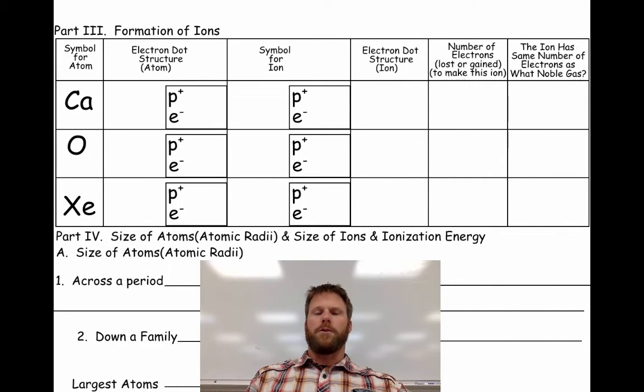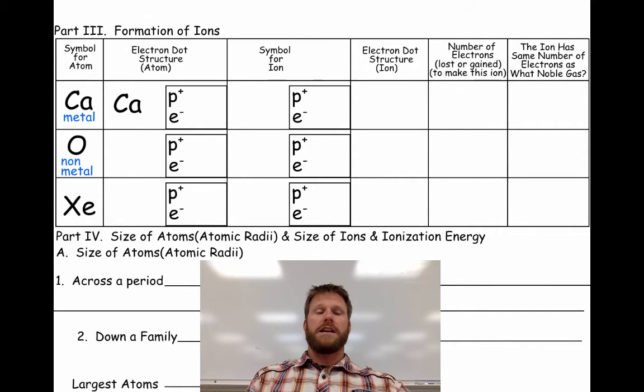Let's fill in this table here about the formation of ions. We're going to use calcium, oxygen, and xenon as examples. Calcium is a metal. It's on the left-hand side of the table. Oxygen is a nonmetal. It's on the right-hand side of the table. And xenon is a noble gas.